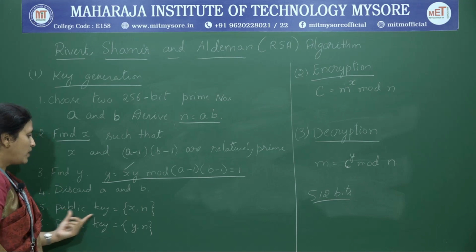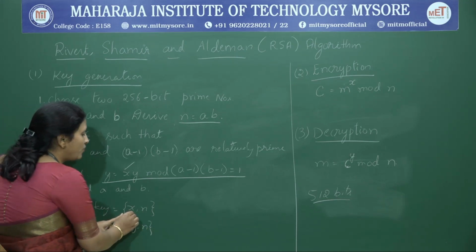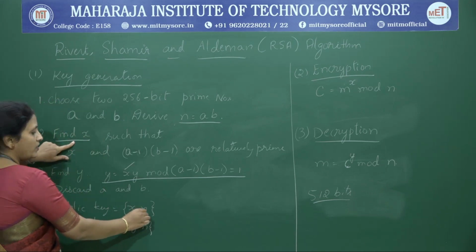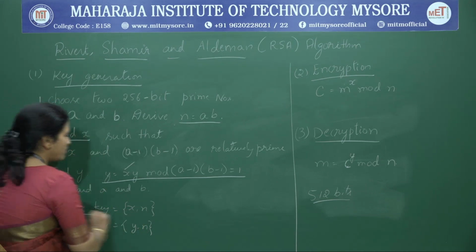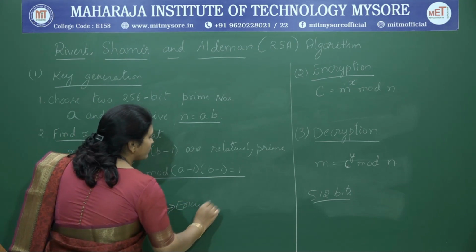After that, the public key becomes the combination of x and n. The combination of x and n is declared as public, which is going to be used for encryption.